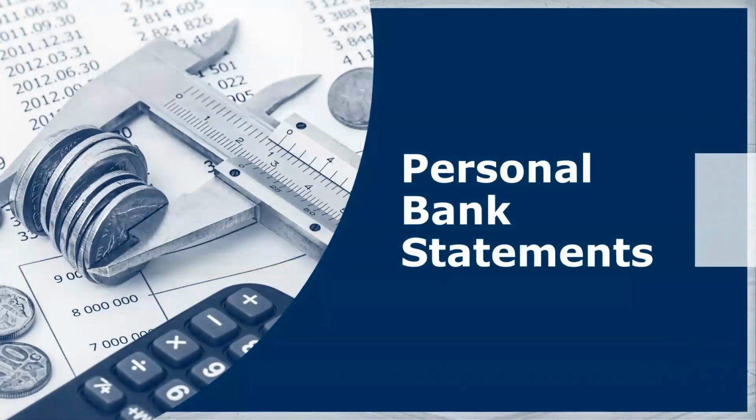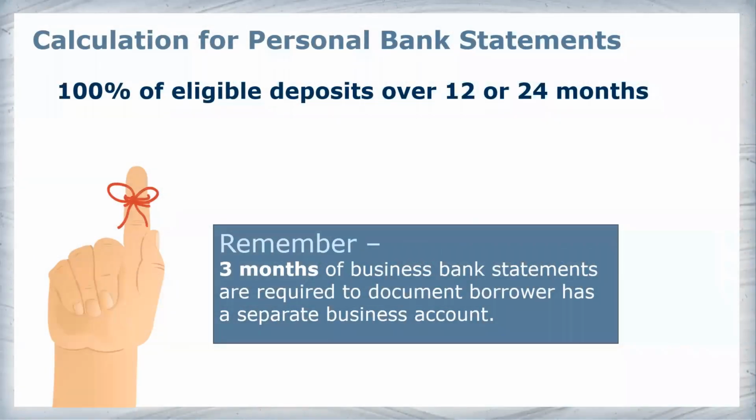So now that we have the bank statements and the documentation that's required for the calculation methods, let's look at how we actually calculate the income. And we're going to start with the calculation for personal bank statements. You can use 100% of the eligible deposits over 12 or 24 months for personal bank statements.